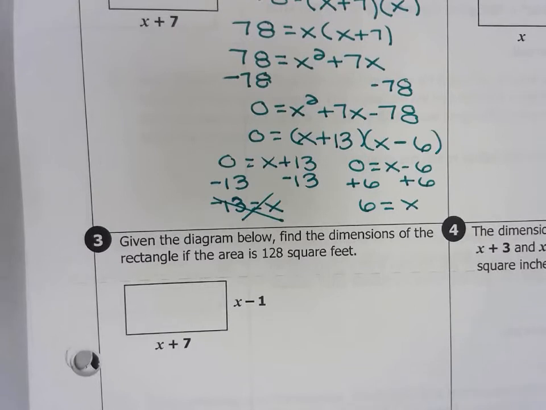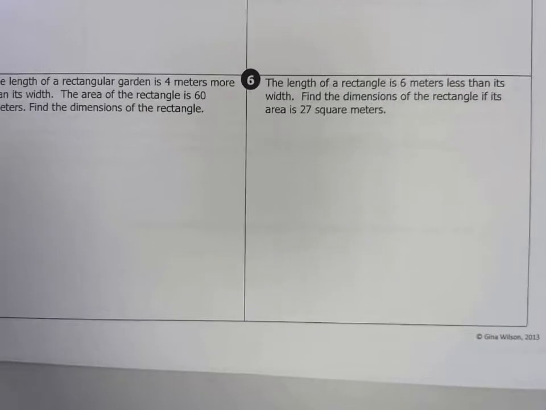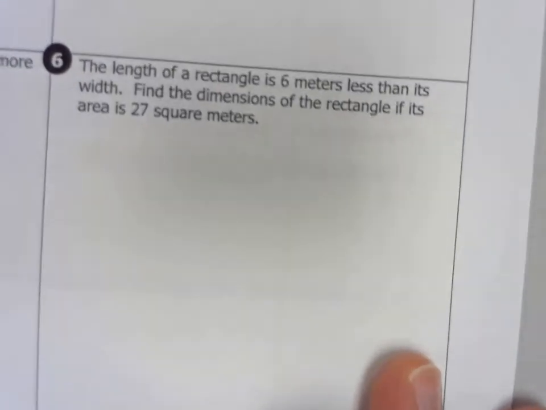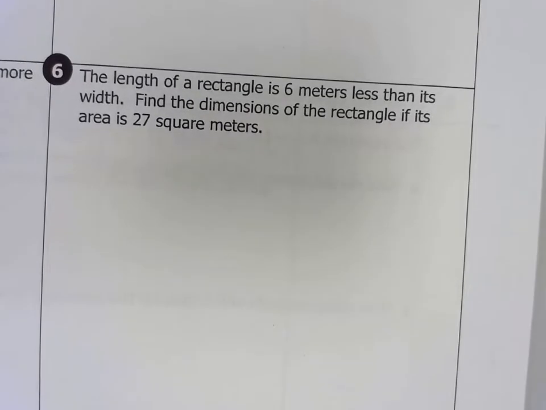Okay, let's look at number 6. We're going to skip around because I want to do some of the harder ones. Let's look at number 6. A little different. It's the same sort of idea, though. Let's read it and see what they have. The length of a rectangle is 6 meters less than its width. Find the dimensions of the rectangle if its area is 27 square meters.